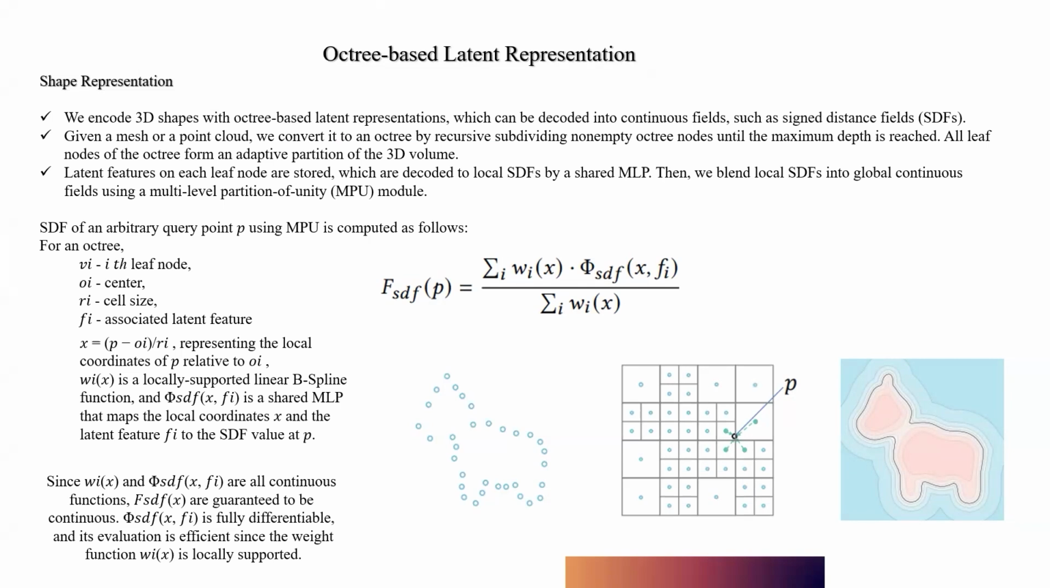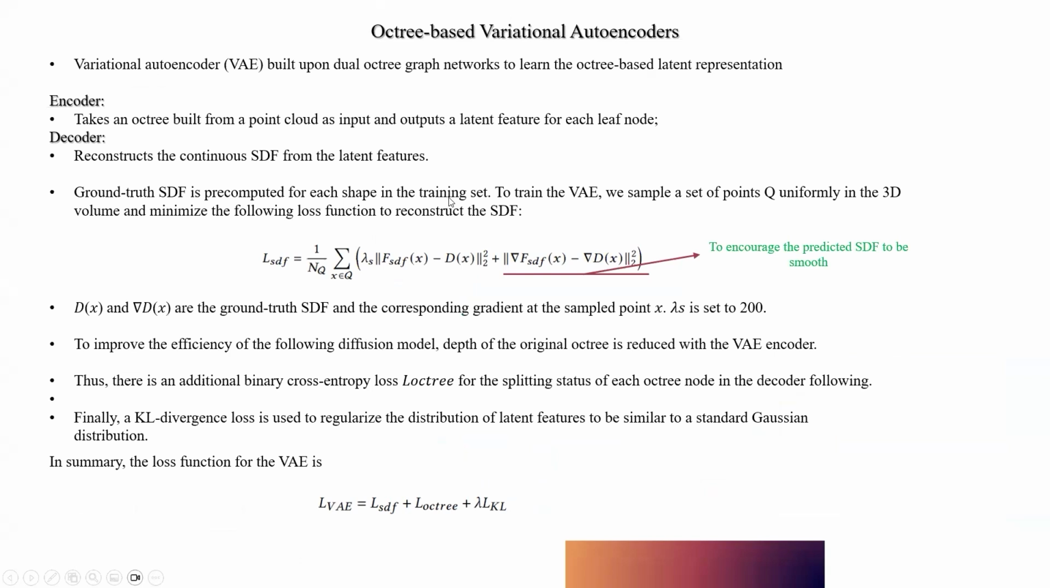Consider a mesh. We convert the mesh into an octree by recursively subdividing all the non-empty octree nodes until the maximum depth is reached. And latent features on each of these leaf nodes are stored, which are then decoded into local signed distance functions by a shared multi-layer perceptron, and then they are blended into a global distance field using the multi-level partition of unity module. And variational autoencoders are built upon dual octree graph networks to learn the octree-based latent representation.